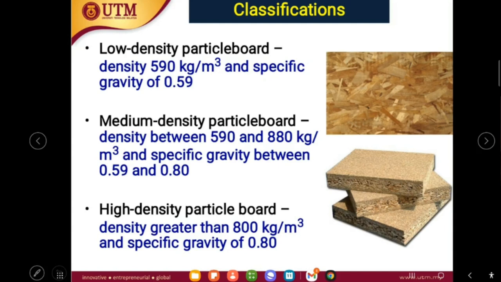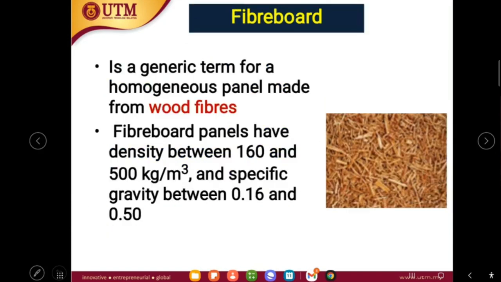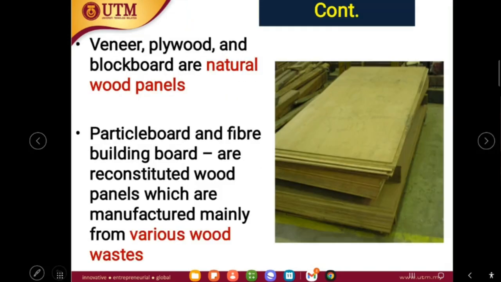So high density is as dense as the hardwood, which is about 800 kg per meter cube, which is as good as the hardwood. All right, and then fiber board, they are using the wood from the fiber. They glue all this together by using resin or adhesive, and then after that they heat it and press it to compress it to make it harder.